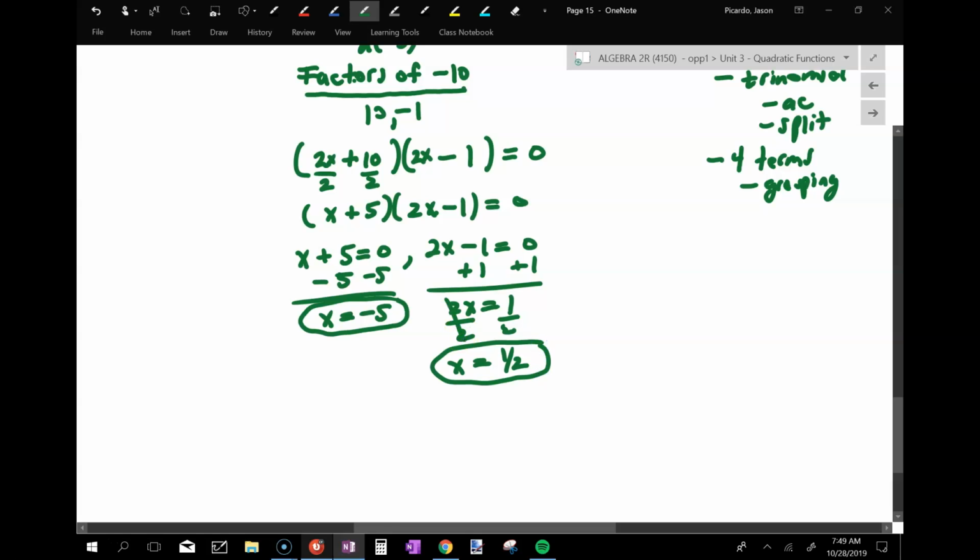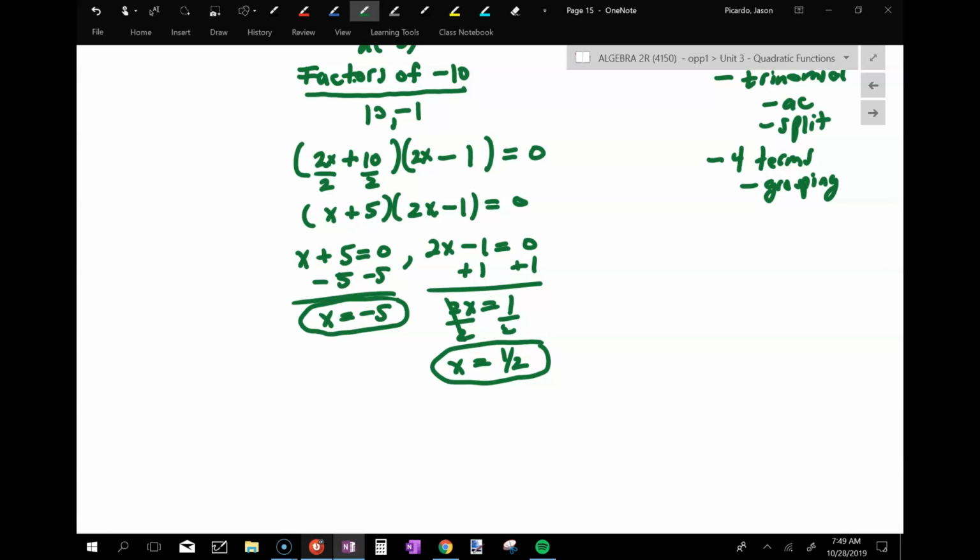And those are my two solutions. I have a solution of -5 and a solution of 1/2. Guys good? All right.